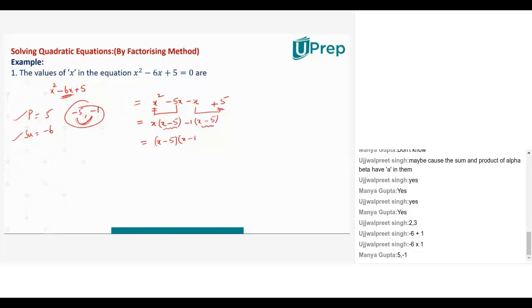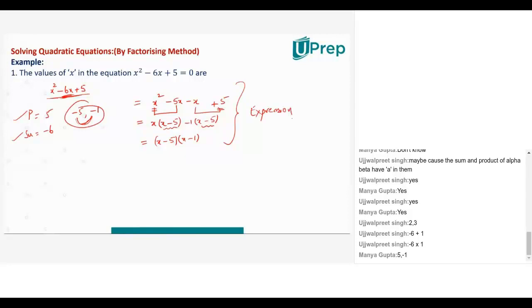Now I am able to express x square minus 6x plus 5 as the product of two linear factors. But this is not my question. I need the value of x. So what is my equation? Till here what I am talking is expression. Now what I will be going to talk is equation.